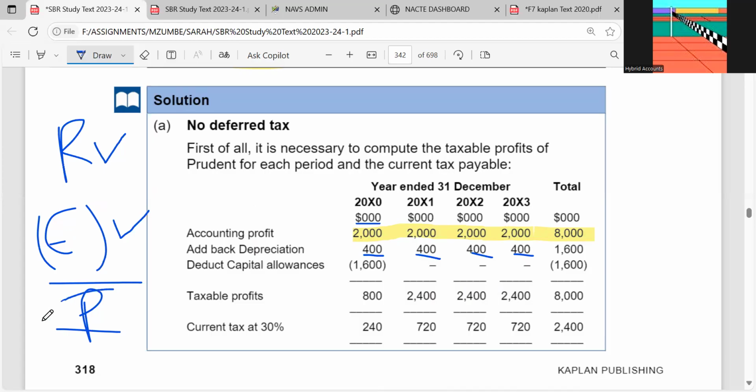Because remember, we are adjusting this profit. This profit has been affected by all the items above it. And so the accounting depreciation was deducted to get this profit. So we add it back to eliminate it, and then we deduct the actual depreciation for tax purpose, which is 1.6 million. How did we get that?